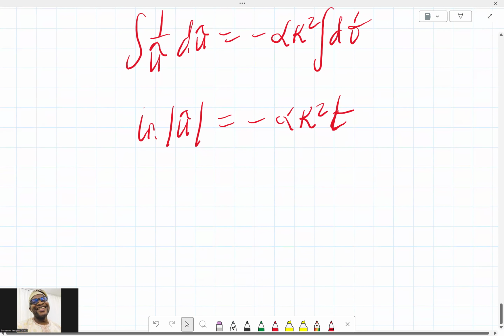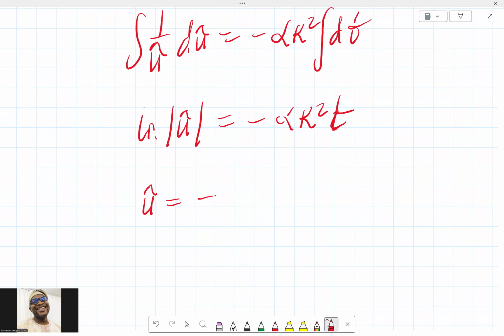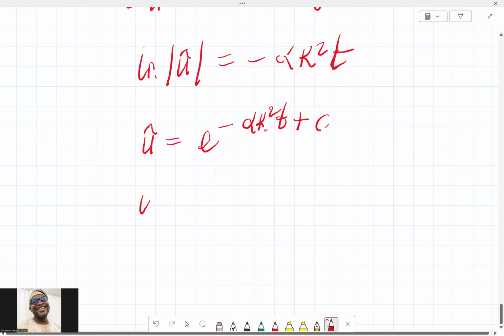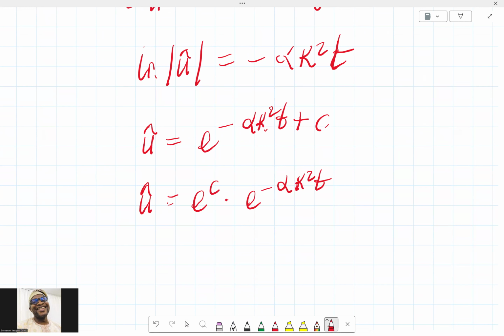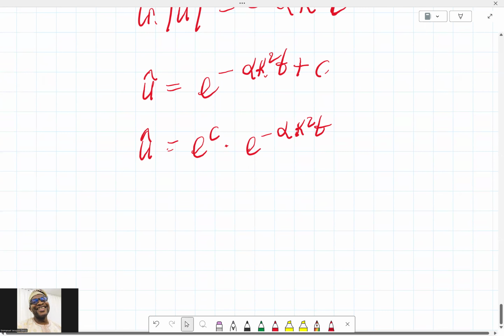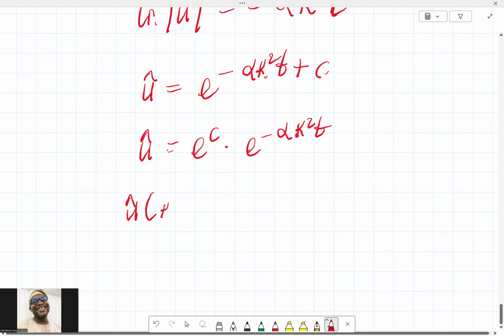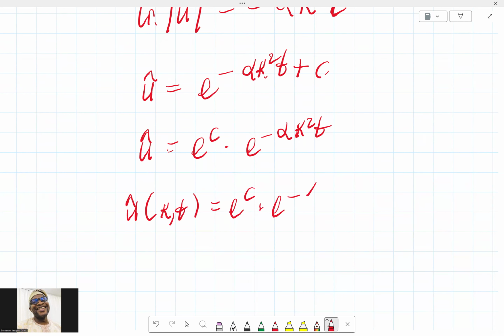So we can then take exponents of both sides. u cap is equal to e raised to the power minus alpha k squared t plus a constant, let's say constant c. So we have u cap equals e raised to the power c times e raised to the power minus alpha k squared t. We can write this as u cap of k comma t equals e raised to the power c times e raised to the power minus alpha k squared t.